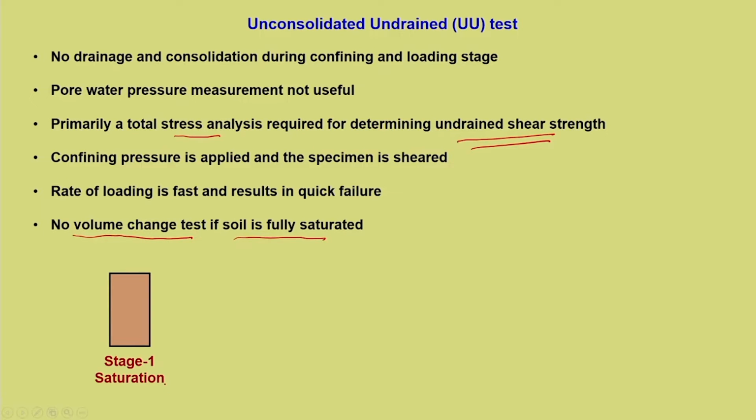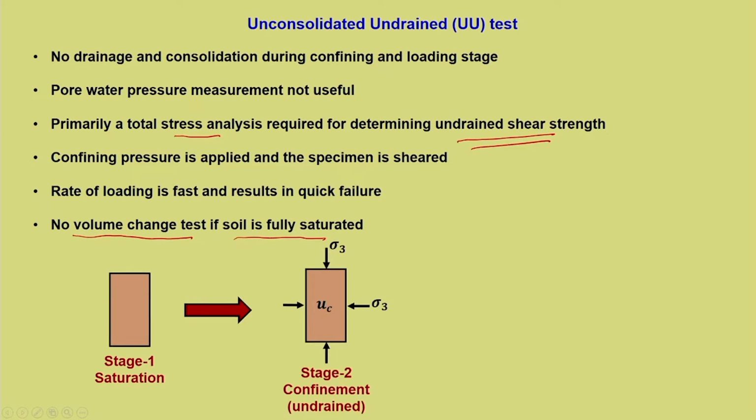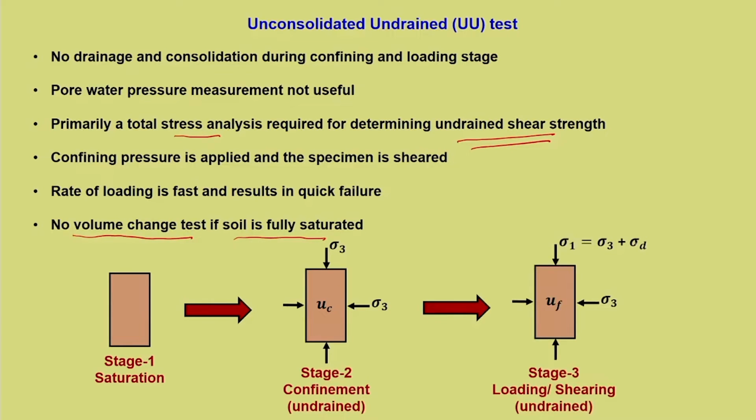Stage 1 is saturation, and stage 2 is confinement. We have the pore water pressure which is developed, corresponding to the confinement sigma 3. You may choose to measure it or not, it is not mandatory, but even if it is measured, it is not going to be useful in this test. The loading stage is where you apply the deviatoric load through the axial provision in the triaxial testing, and hence the cumulative pore water pressure at failure is UF. So, this is how it is.